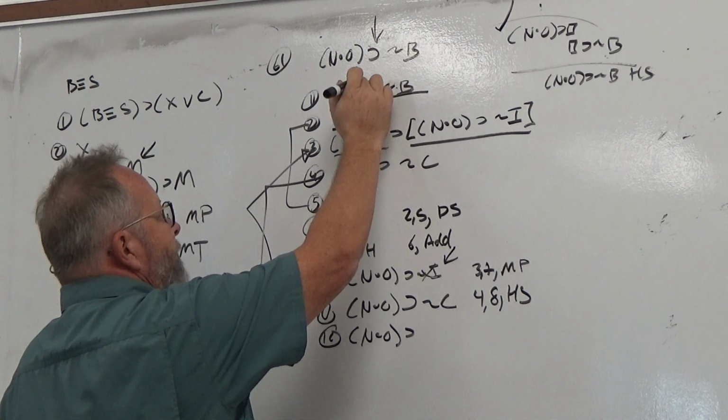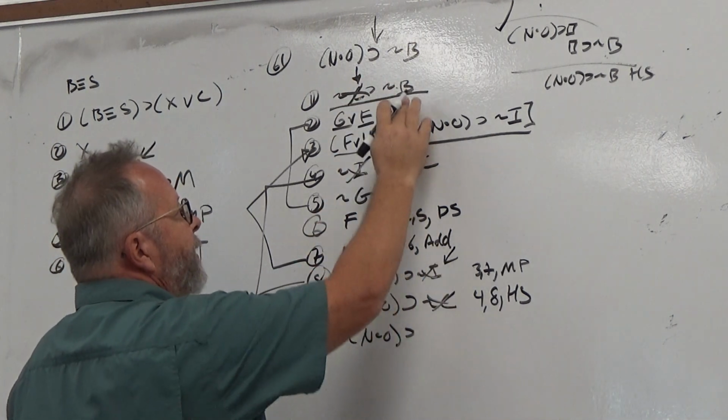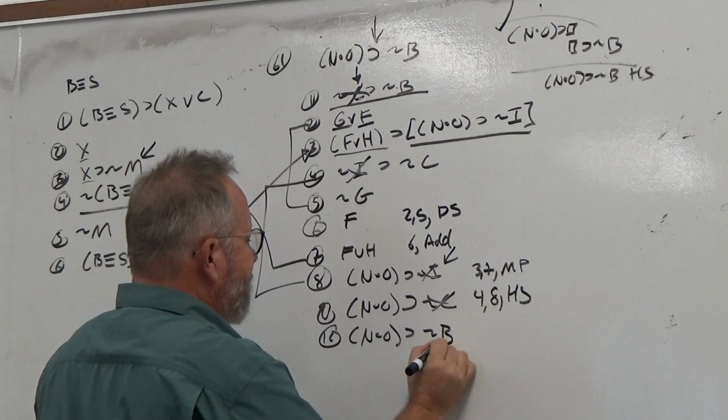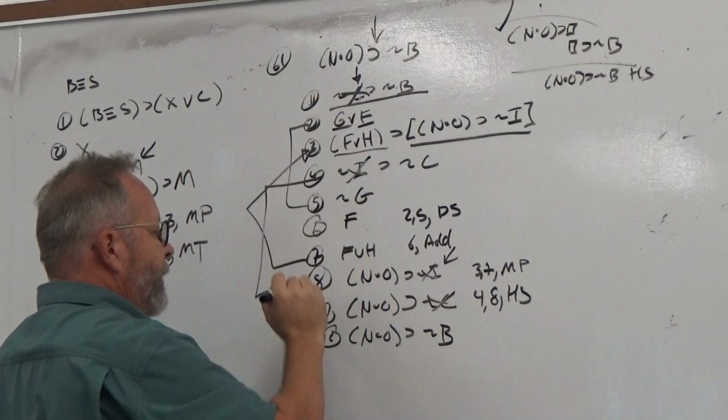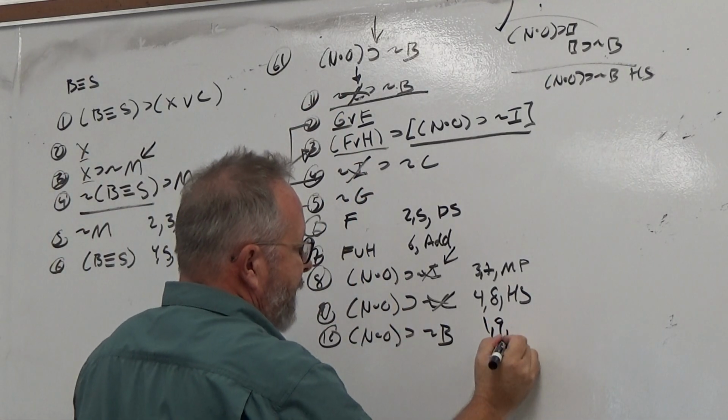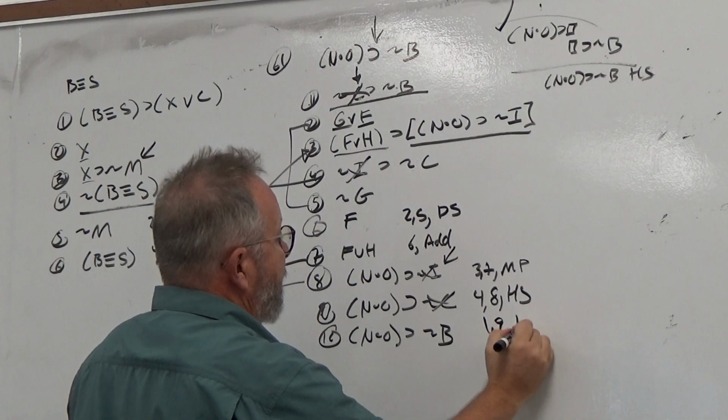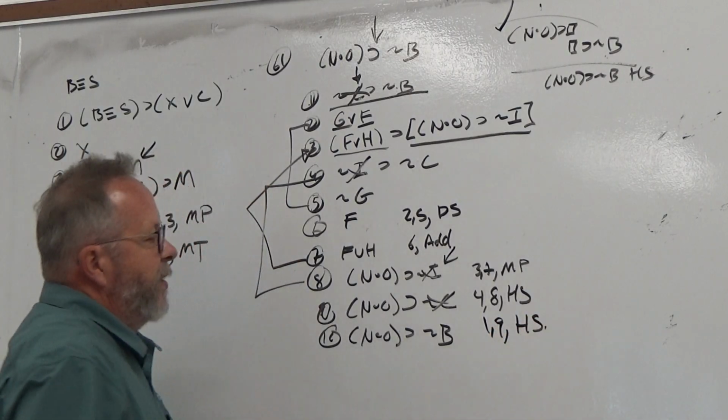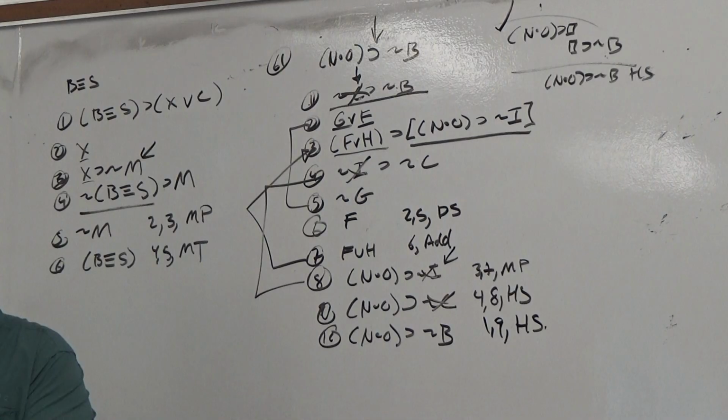Not C, then B. Let's get rid of the middleman. And then we have not B. That's from 1 and 9. And that was by hypothetical syllogism. So we just needed to do back-to-back hypothetical syllogisms to link up the conditionals. Okay?